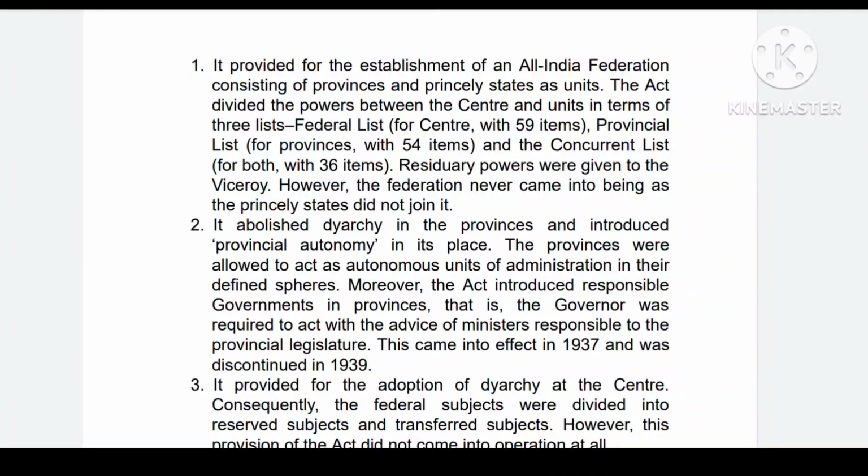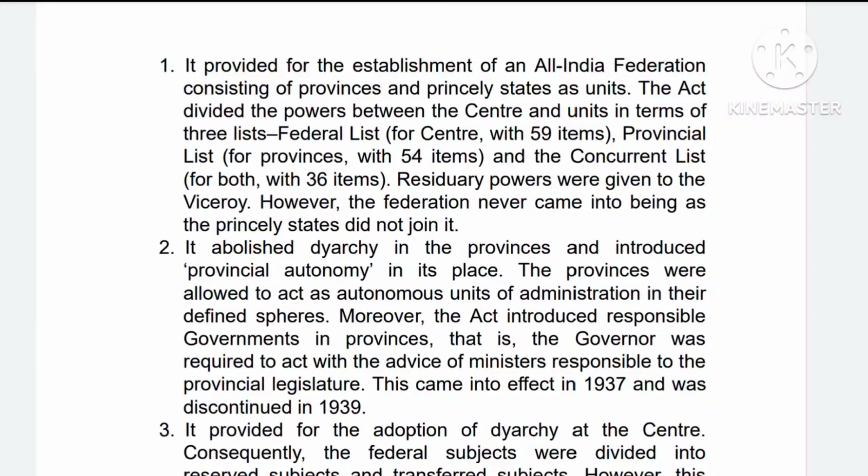Number 2. It abolished diarchy in the provinces and introduced provincial autonomy in its place. The provinces were allowed to act as autonomous units of administration in their defined spheres. Moreover, the Act introduced responsible governments in provinces. That is, the governor was required to act with the advice of ministers responsible to the provincial legislature. This came into effect in 1937 and was discontinued in 1939.